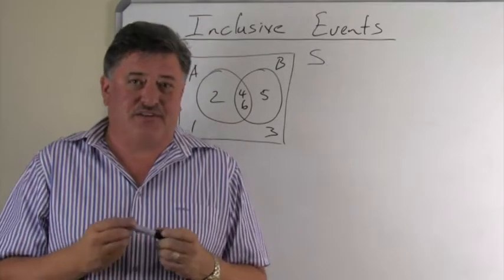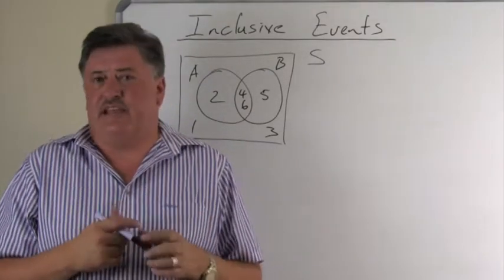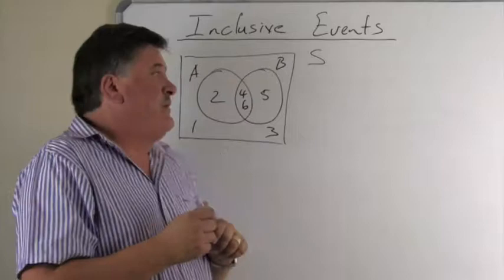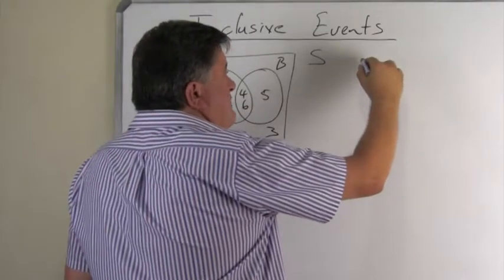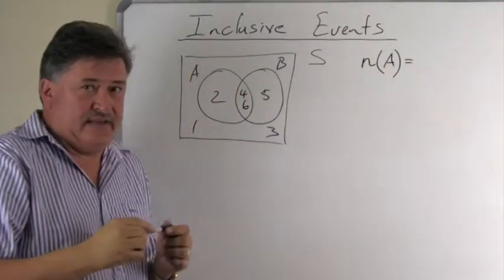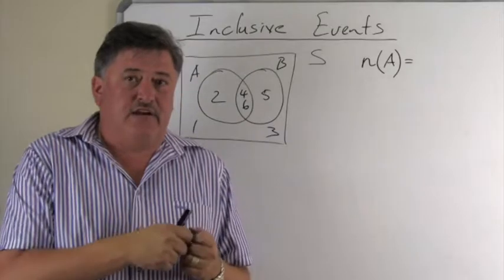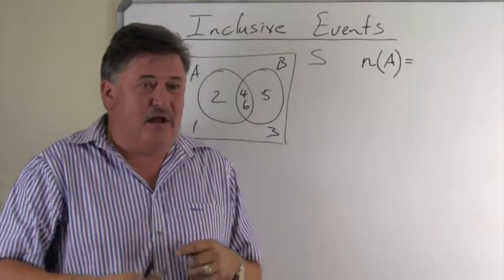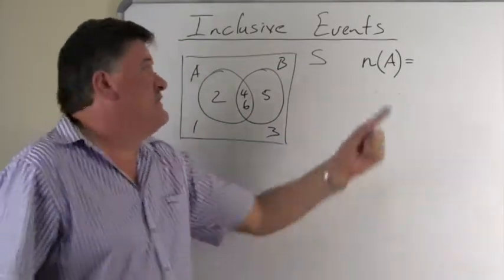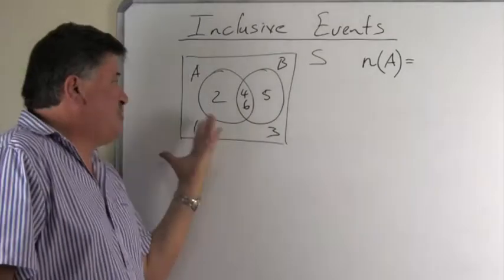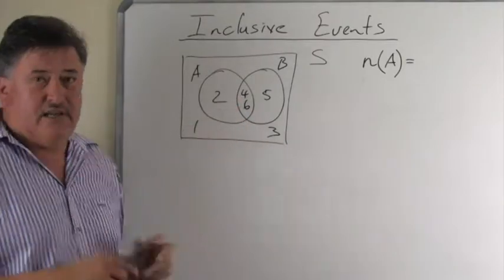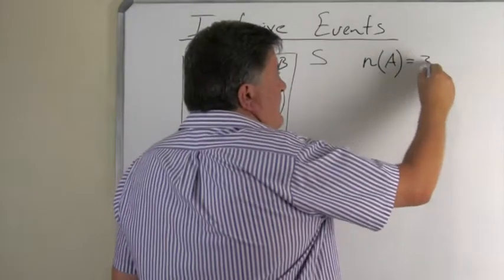I now want to ask you 3 very easy questions, but I would like you to try to answer this on your own. My first question is, can you tell me what the n of A is? Please take note, I'm not asking you for the probability. I'm asking you for the n, which stands for how many outcomes in event A. I'm sure all of you will immediately say, of course, in A there are 3 outcomes. And that is correct.